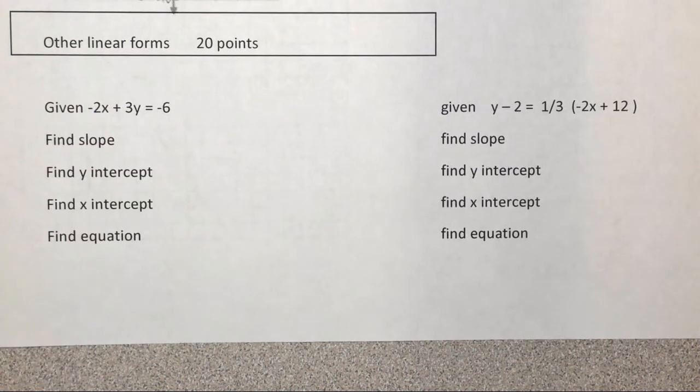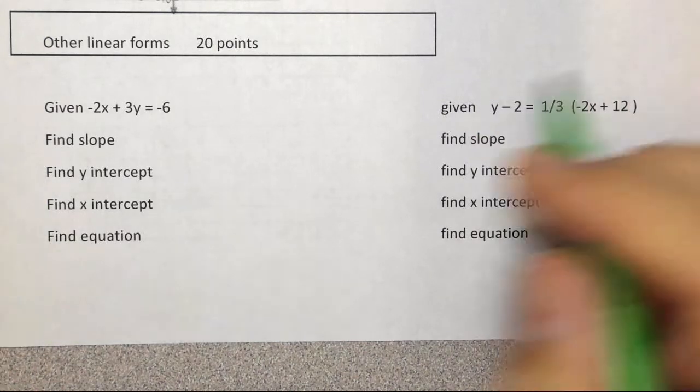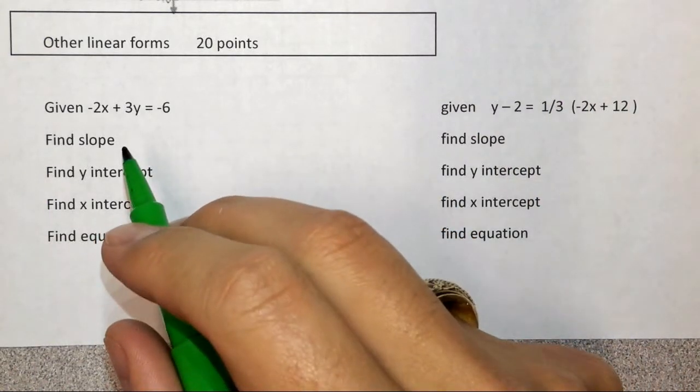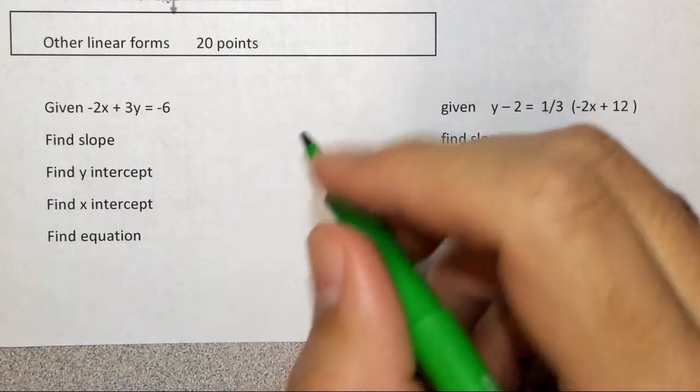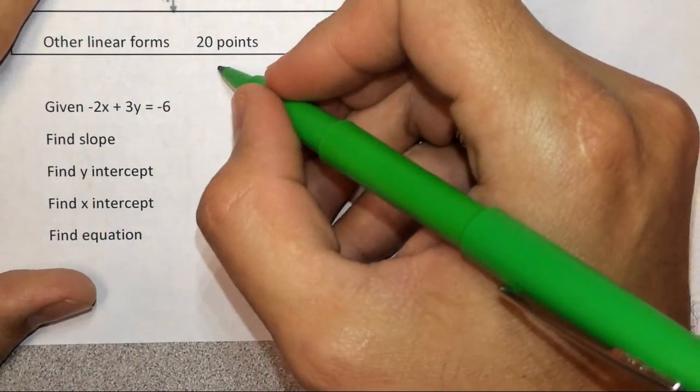Alright, the last and final section on here. This is my favorite section. It's 20 points, which means it's probably going to be about 4 questions on this. We're given this equation in standard form. Get prepared to do about 2 of these on the test.